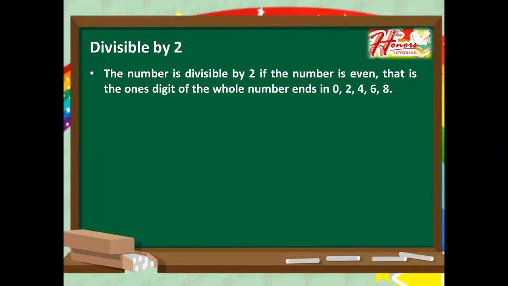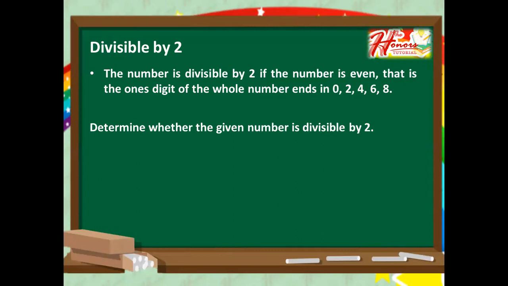To sum it up, you have to identify first if the number is an even number. An even number ends in 0, 2, 4, 6, and 8. So therefore, if the number is not an even number, automatically it is not divisible by 2. Let us have our example.